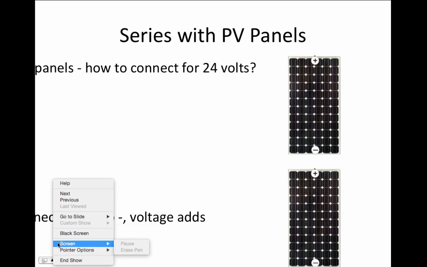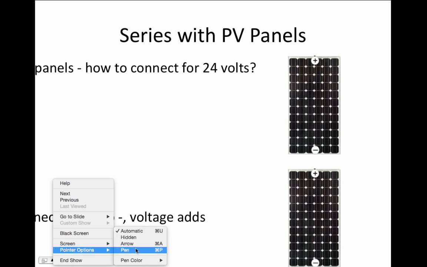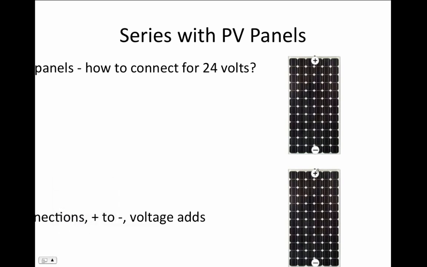So, I want the pen, pointer options, pen, right? All I need to do is connect the positive of this to the negative of this, and then I take the 24 volts out here and here, and this is just so much easier to see. You can see the series string right here. You can see that there's a series string, and you can see where it takes off. So how you draw these makes a lot of difference in how easy it is to see what you're doing, and it takes a little bit of practice to figure out the best ways to draw connections like this.